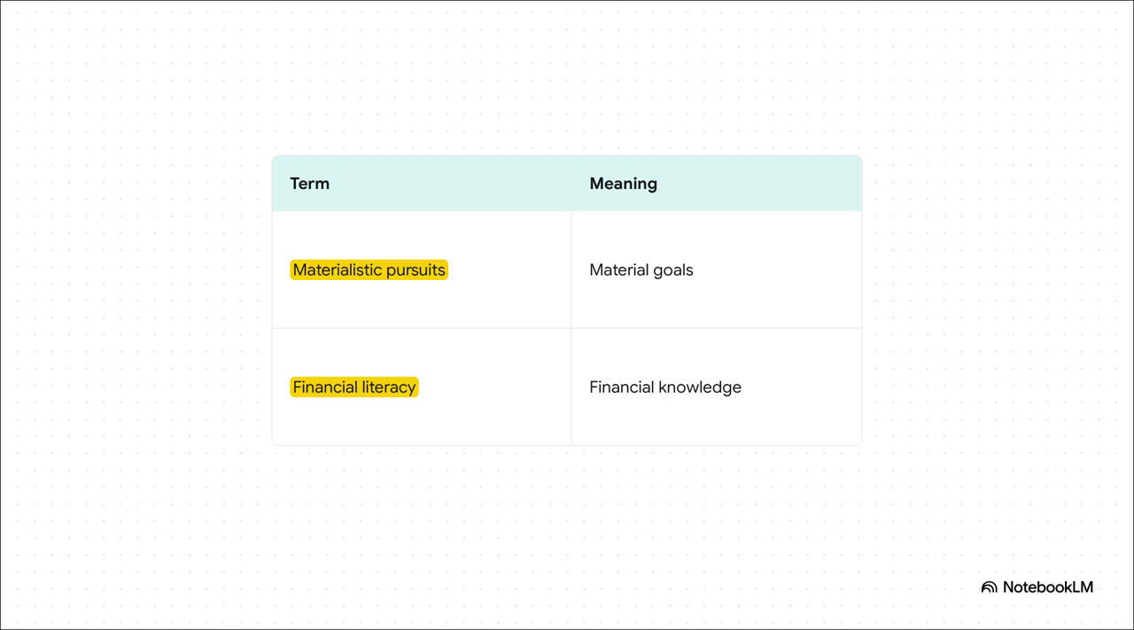Now let's pivot to mindset and education. Materialistic pursuits. 物质追求. Use the collocation purely materialistic pursuits. In a Speaking Task 7 debate about modern values, you could totally argue people are increasingly abandoning purely materialistic pursuits for mental well-being.